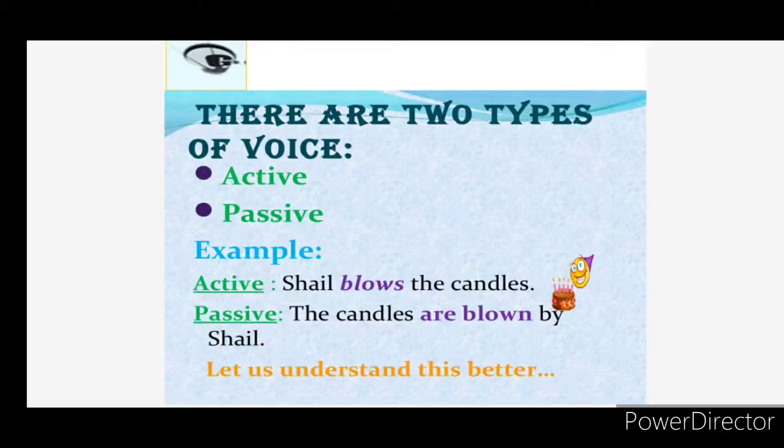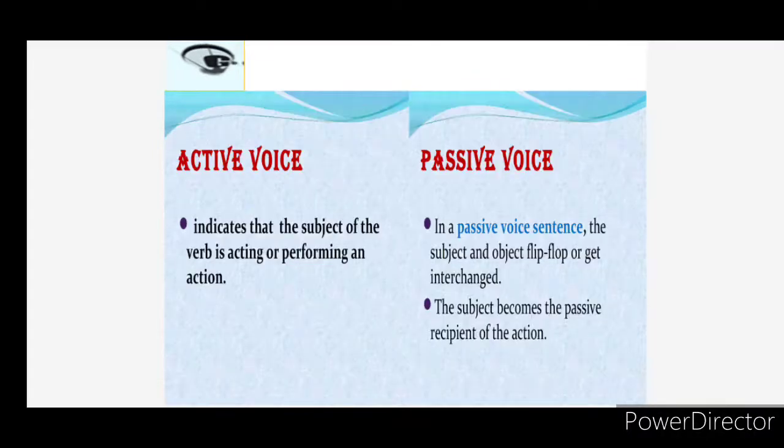So there are two types of voice, children: active voice and passive voice. For example, Shall blows the candles. Here Shall is the subject and candles are the object, and blows is the verb used. So when you change it into passive voice, the third form of verb is used. So candles comes at subject's place and subject shifts to object's place. So the candles are blown by Shall. Let us understand this in a better way and in detail.